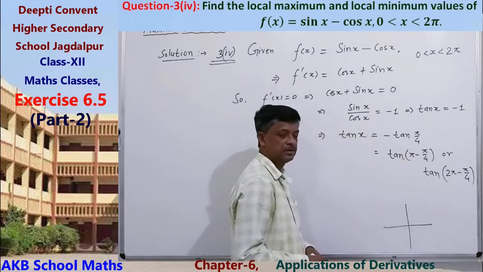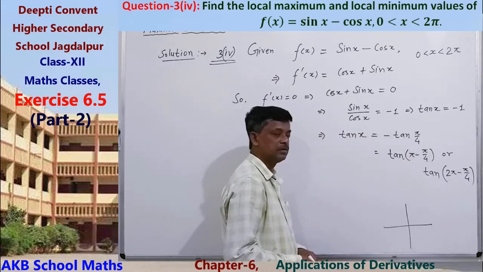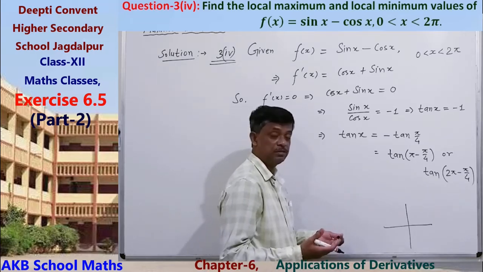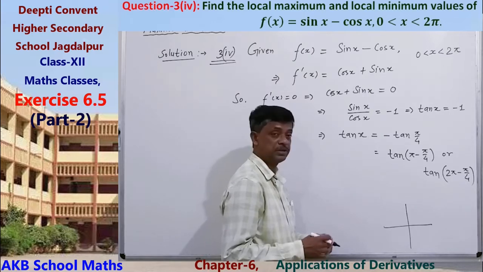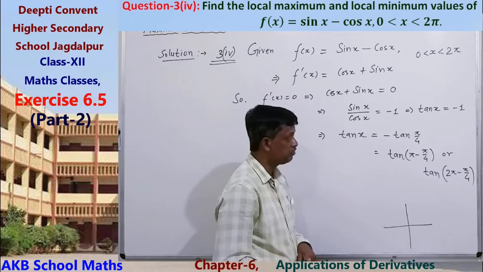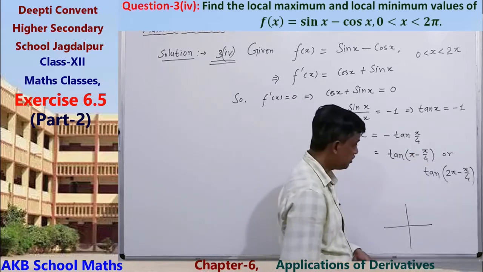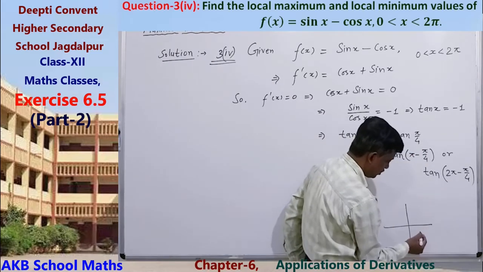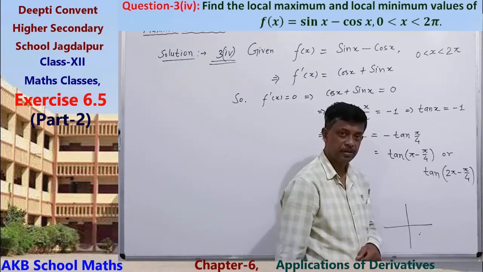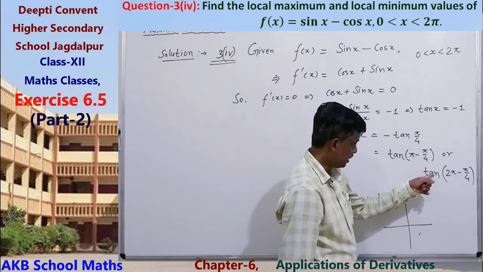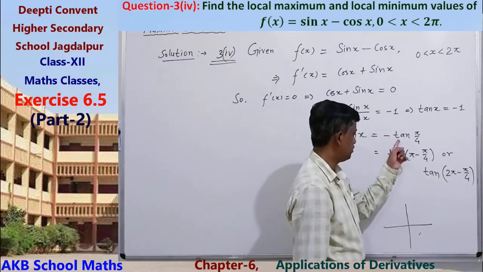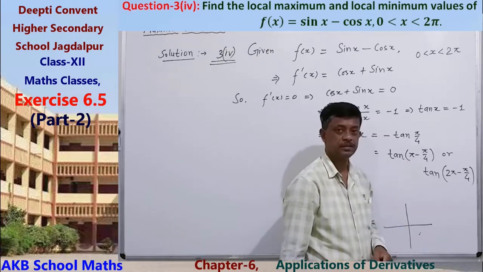No changes, 10 to 10. For that, what? Pi and 2 pi, pi plus minus, or 2 pi plus minus. So tan of pi minus pi by 4 is equal to minus tan pi by 4. Similarly, 2 pi minus pi by 4 lies here. Here also tan is negative. So tan of 2 pi minus pi by 4 equals minus tan pi by 4. So this can be written like this and this.